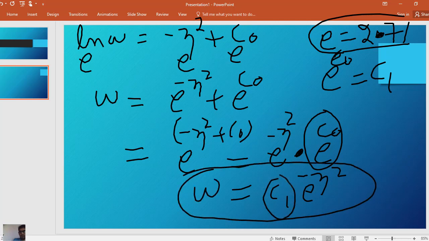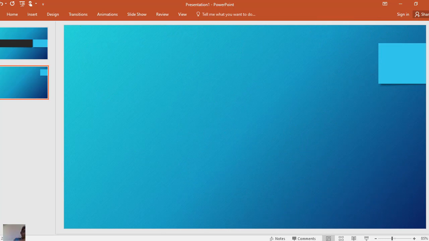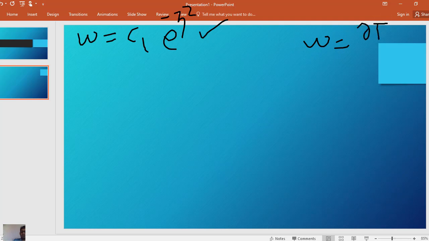Now the C1 is obtained from the boundary and initial conditions of the semi-infinite solid, which we drew in the beginning of this lecture. So w is equal to C1 e to the power minus similarity variable squared. Now we will further discuss how the temperature changes with time and position. We assumed that w is equal to the change in temperature with change in n.